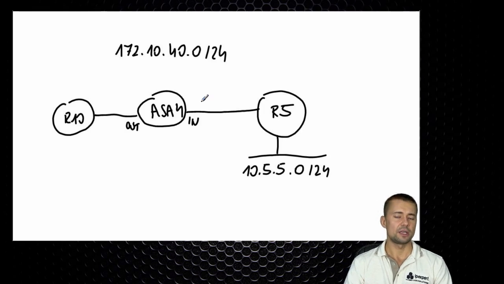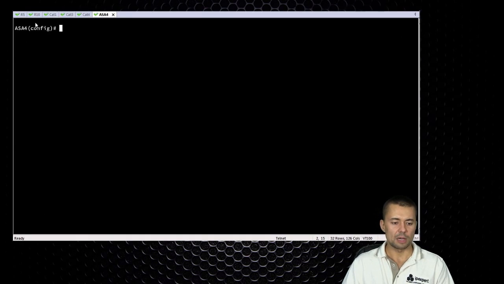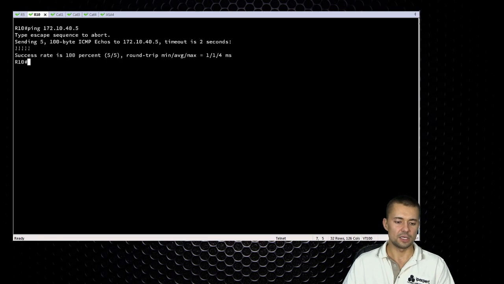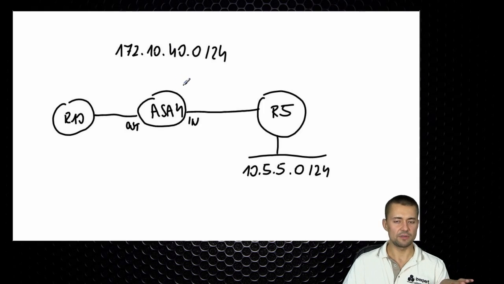Router 10 and 5 also run EIGRP. So before we configure any type of translations here, let's first take a look at the regular communication when there is no NAT involved in the process. I will go to router 10 and simply try to ping router 5, which is located on the inside. So we see that we have connectivity. The packets are flowing through the ASA.